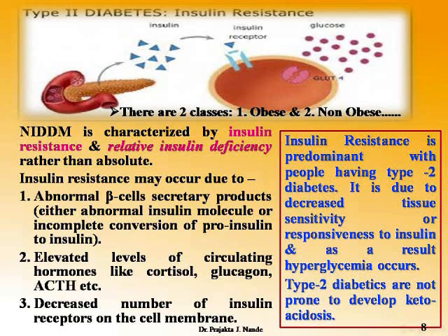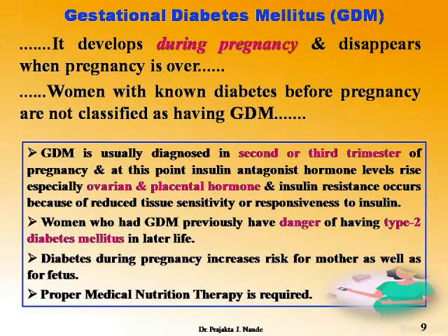Type 2 diabetics are not prone to develop ketoacidosis. The third class of diabetes mellitus is gestational diabetes mellitus. It develops during pregnancy and disappears when pregnancy is over. Women with known diabetes before pregnancy are not classified as having GDM.